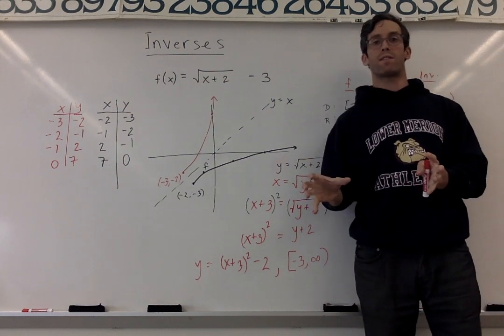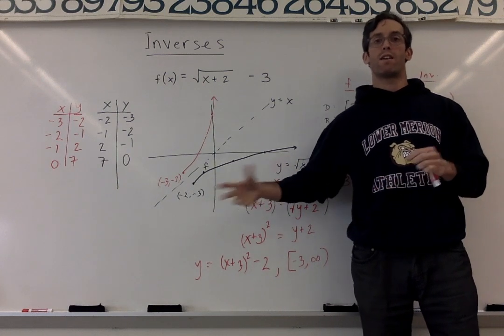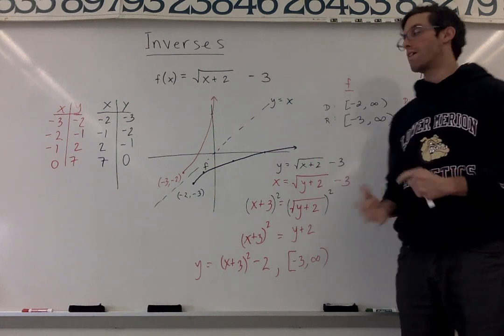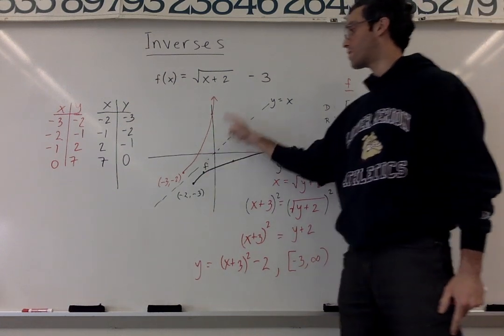Now these quirks, they really only apply for square root functions. The other ones are a little bit easier. You don't have to worry about a restriction for a cubic and a cube root. It's only for square root functions where this happens.